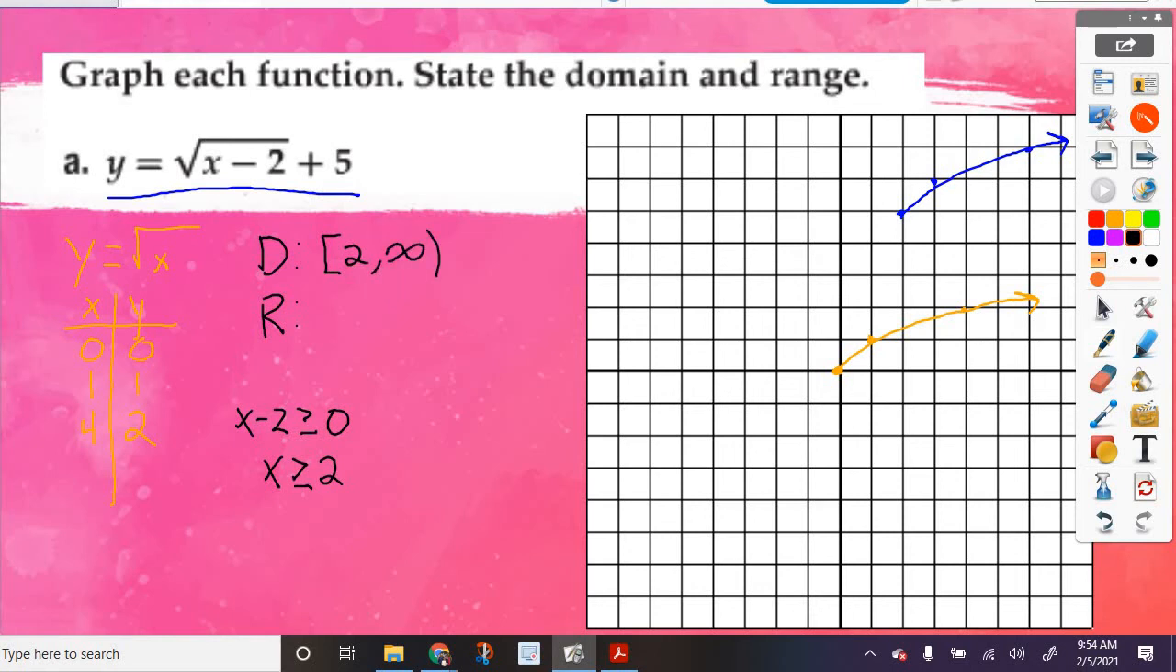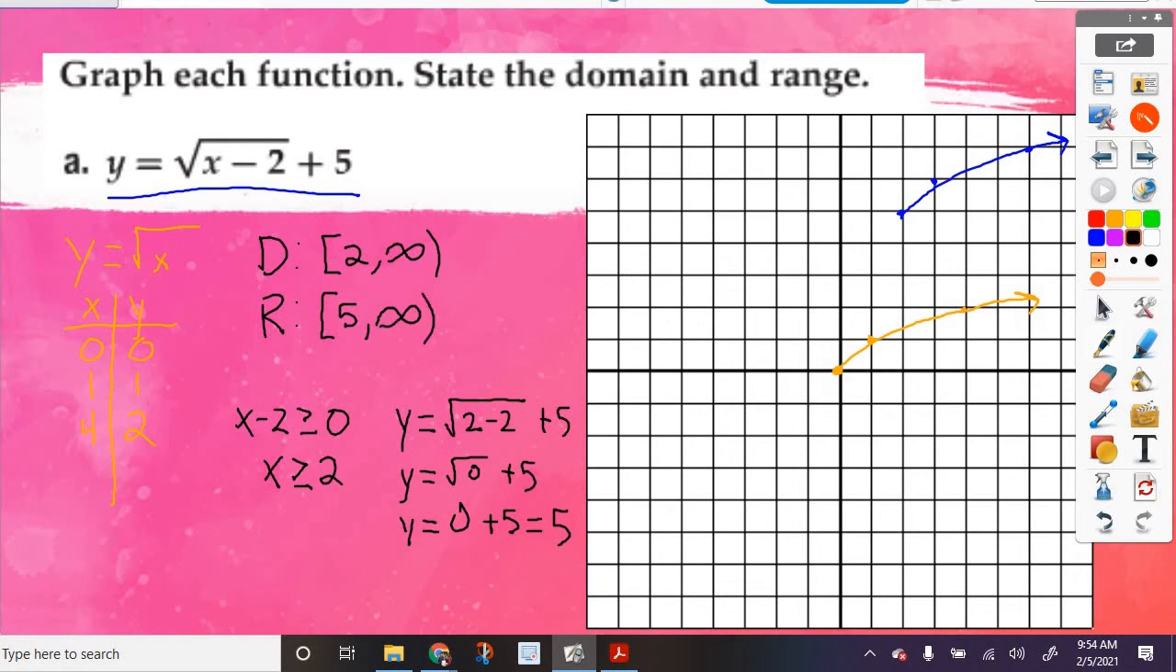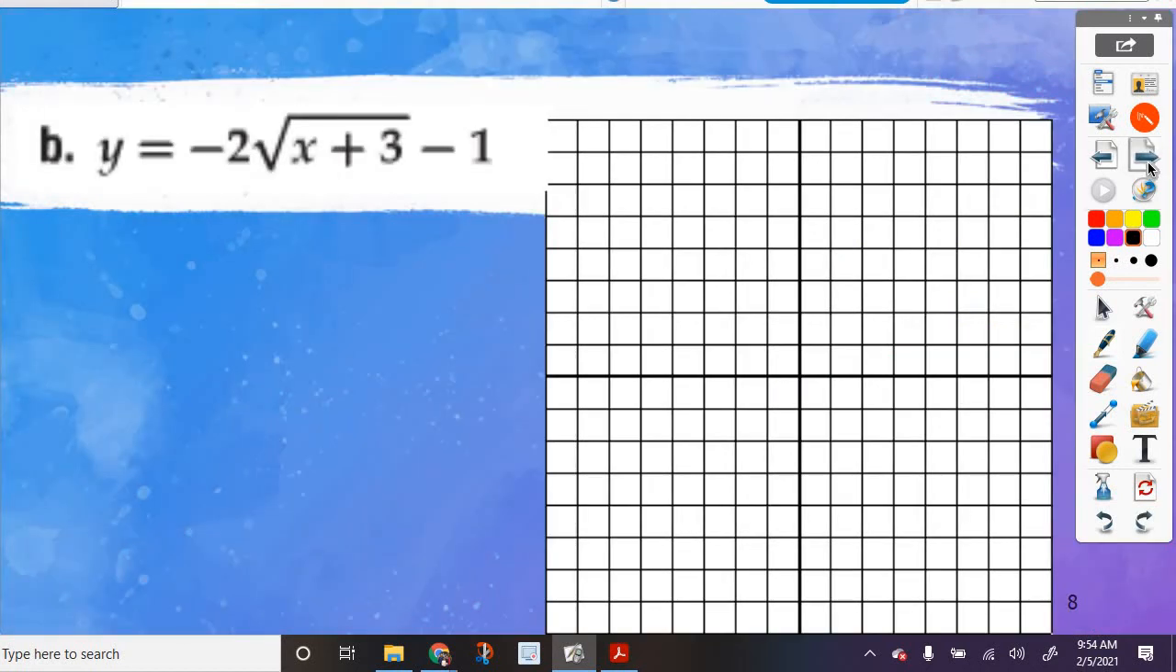And then if we wanted to figure out what our y value was, we would plug that 2 back in. Simplify, and we get 5. And notice that our graph is still increasing, so we know that our range will be y is greater than or equal to 5. And that would be my domain and my range. Now let's look at one more example.